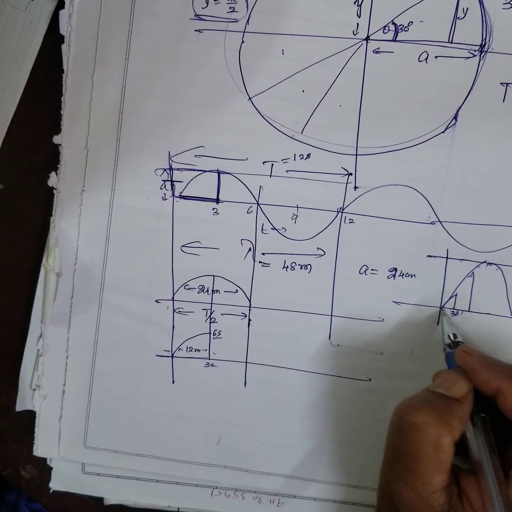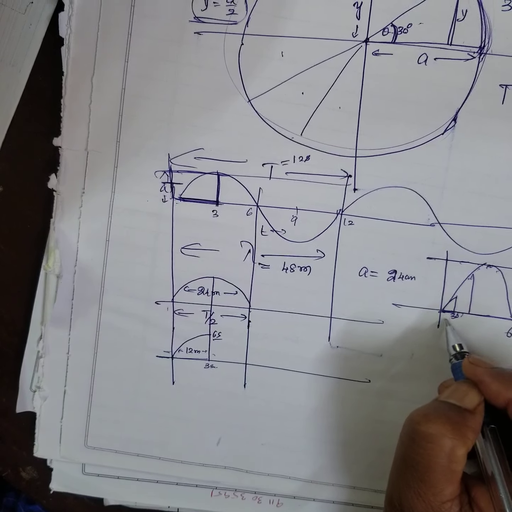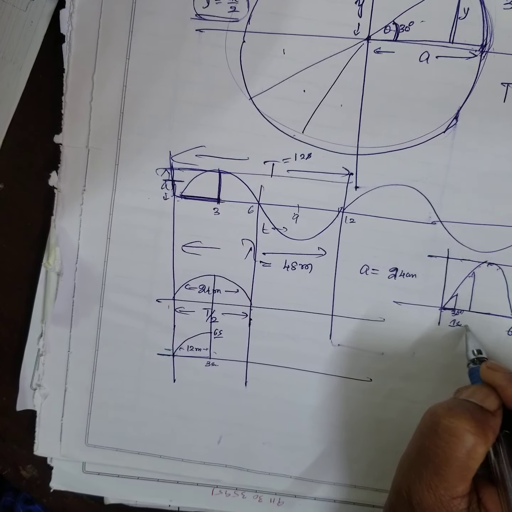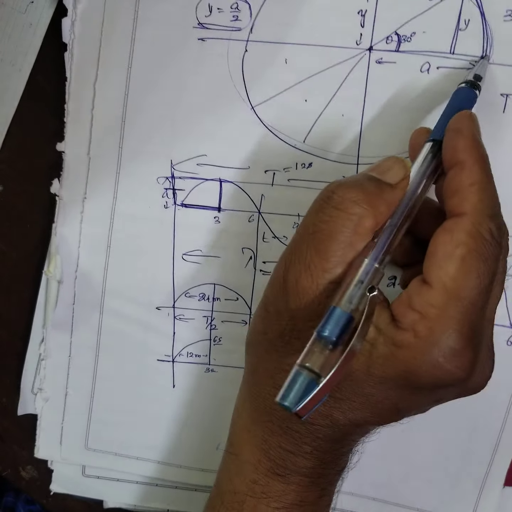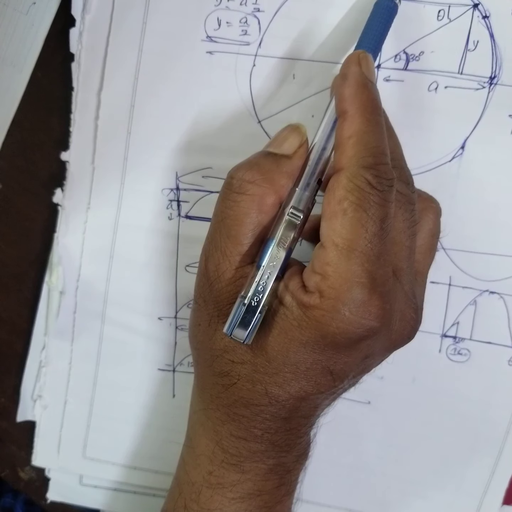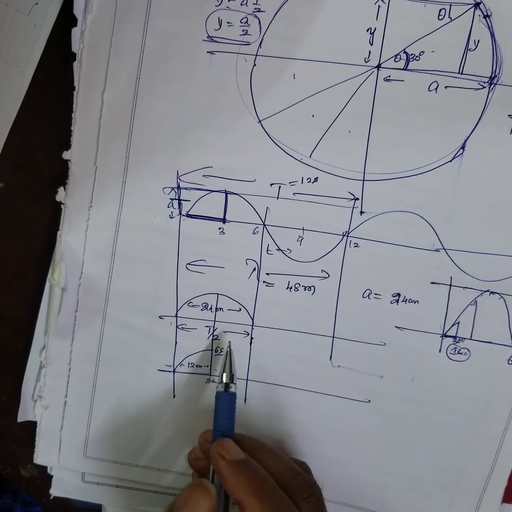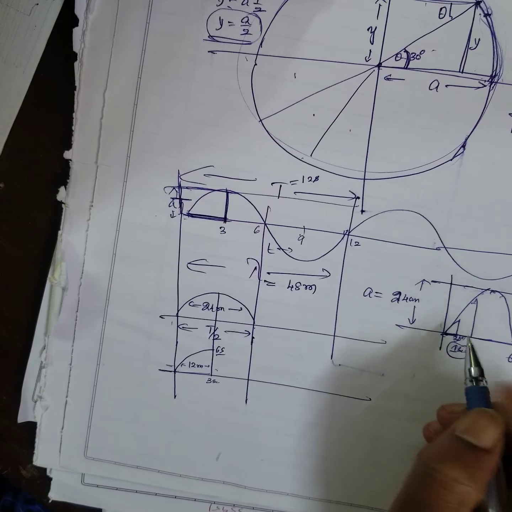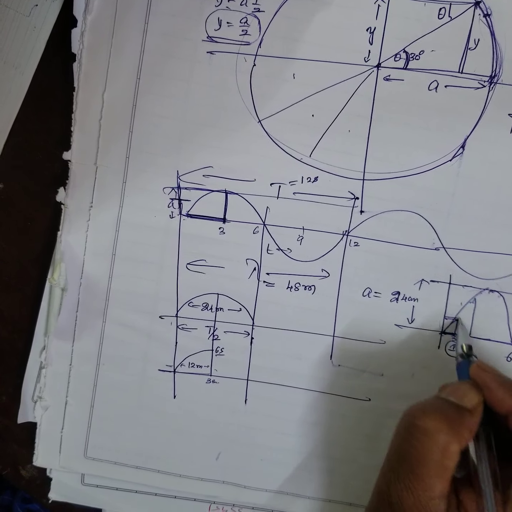Again what? This will take 6 seconds, right? In 1 second it covers 30 degree, is it not? In 6 seconds it covers 90 in 6 seconds. Understood? Half wave. What about the amplitude here? Amplitude is 24. And what is this height? What is the height here?